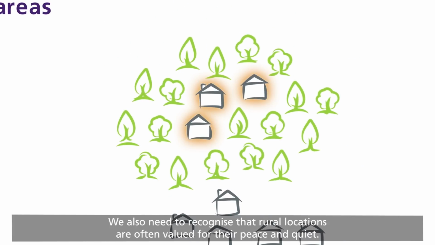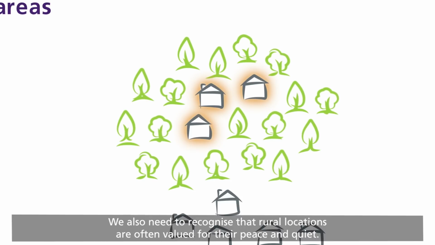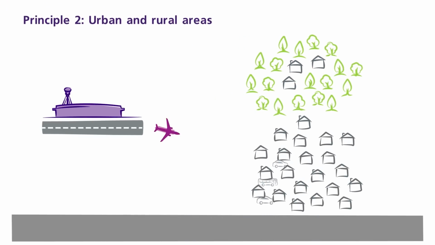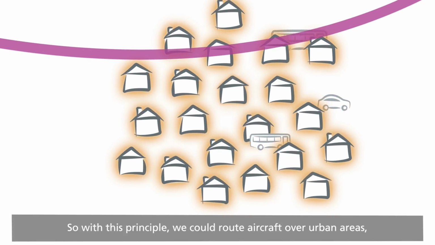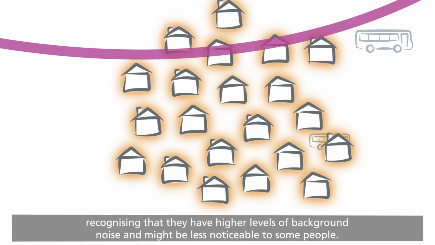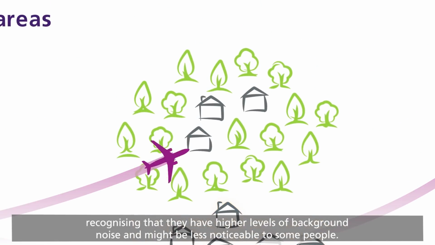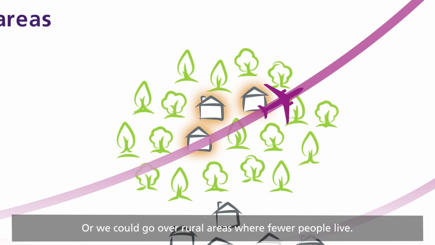We also need to recognise that rural locations are often valued for their peace and quiet. So with this principle, we could route aircraft over urban areas, recognising that they have higher levels of background noise and might be less noticeable to some people. Or we could go over rural areas where fewer people live.